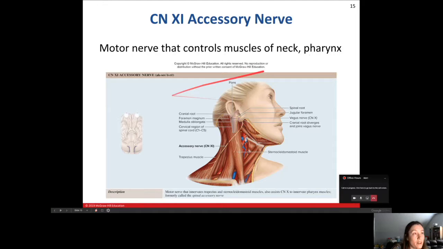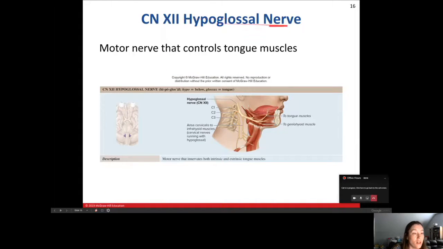The accessory nerve or spinal accessory nerve is cranial nerve 11. It's a motor nerve that controls muscles of the neck, so like the sternocleidomastoid muscle. So it's a little bit smaller than the vagus nerve. And then finally we have cranial nerve 12, which is the hypoglossal nerve. And so this one is a motor nerve that controls the tongue. So it kind of comes up, under, and then goes in to control the tongue muscles.